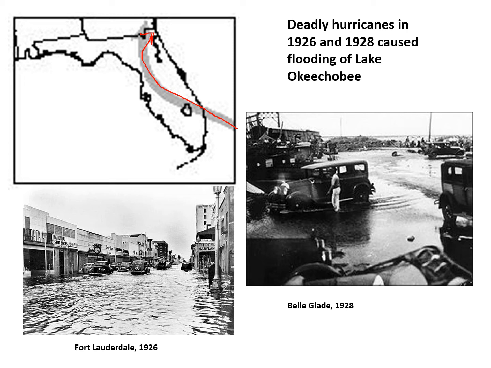Here are some images. This is Belle Glade in 1928. This is downtown Fort Lauderdale in 1926. Fort Lauderdale was the spring break spot for a lot of people on the East Coast. I guess it still kind of is, but it's an older crowd now.